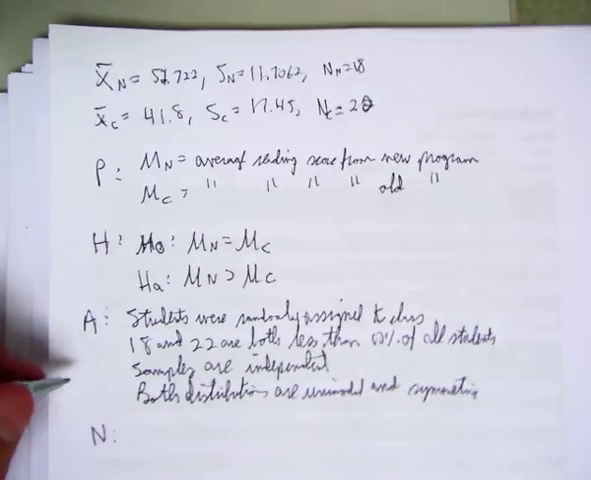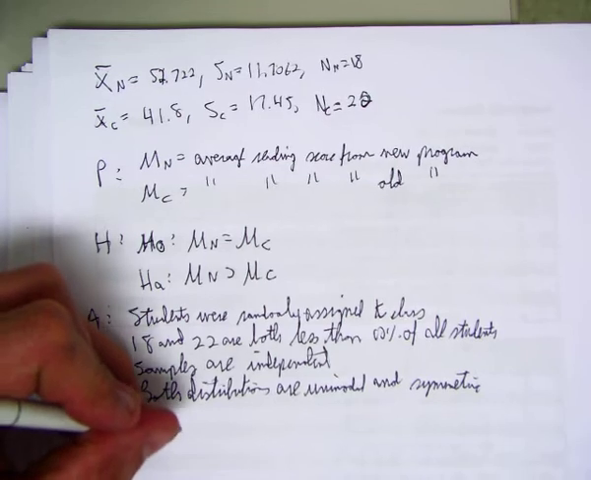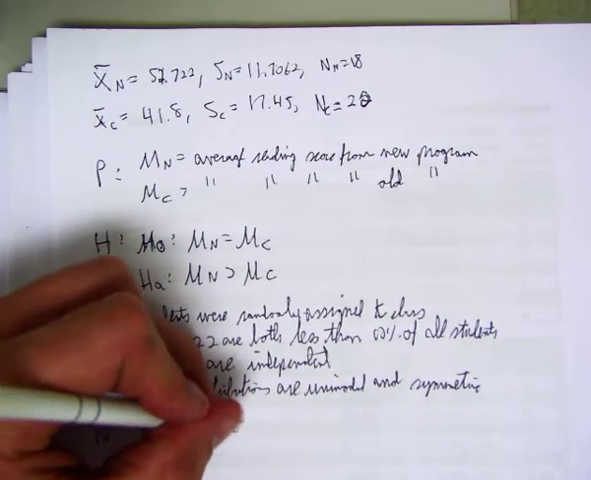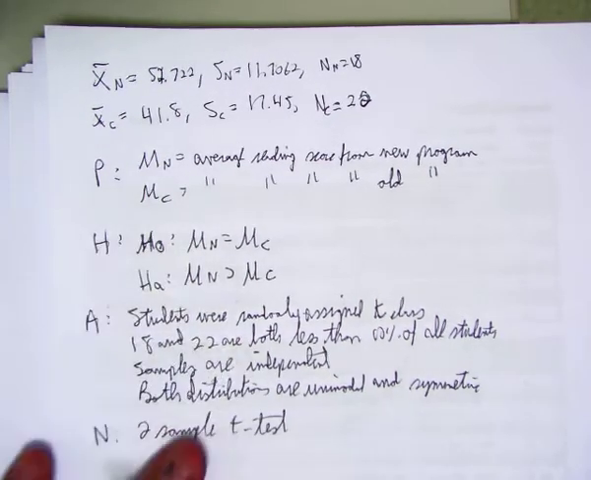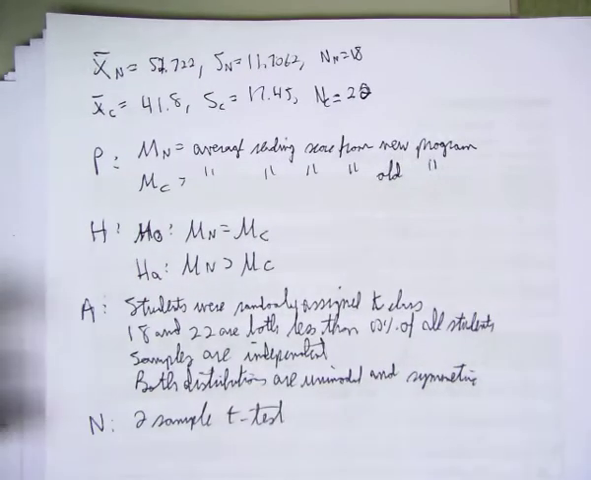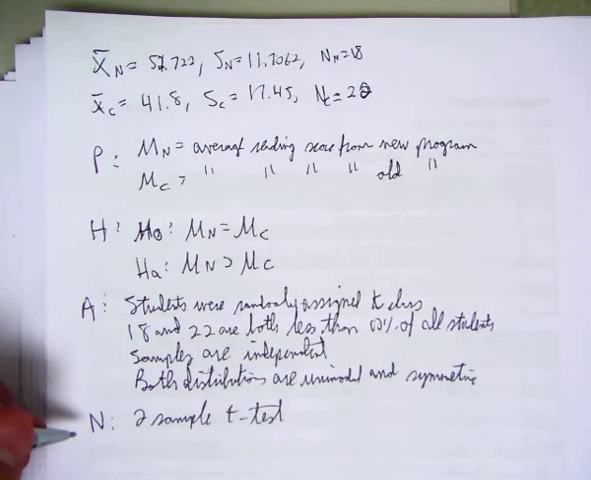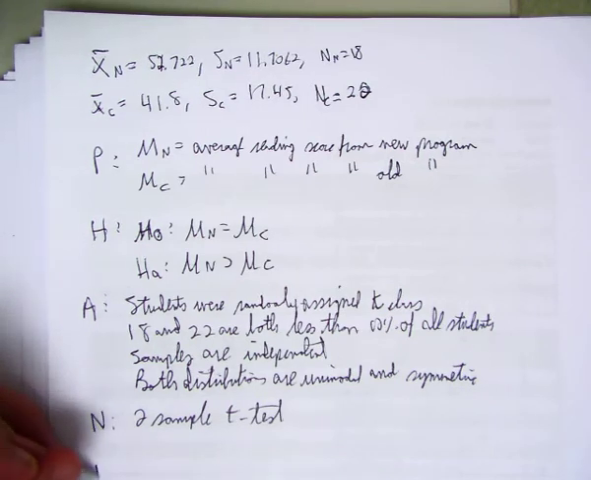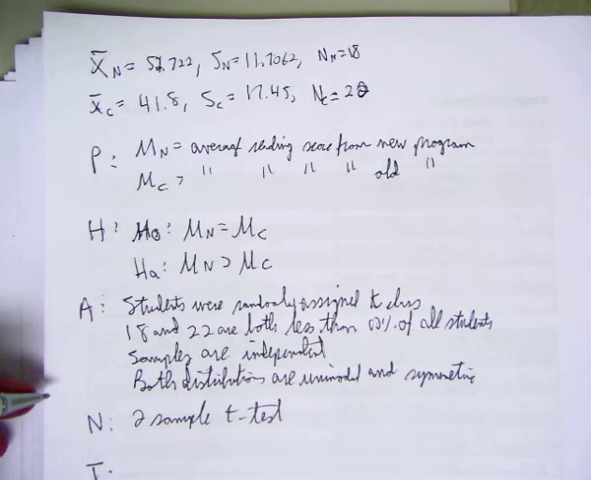So we're going to name the test. This is going to be a 2-sample t-test. And all of our statistics are right up there. You would copy those down, okay? That's the name of the test. And then there's the test statistics. Okay, so in this case, we've already done all those, okay?